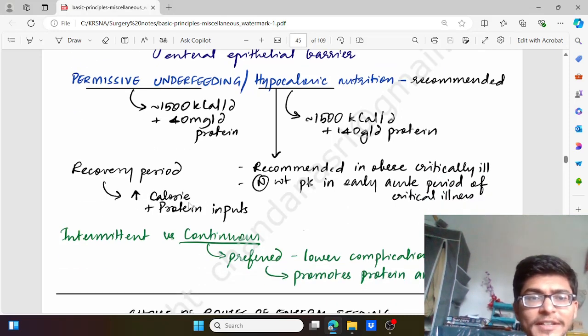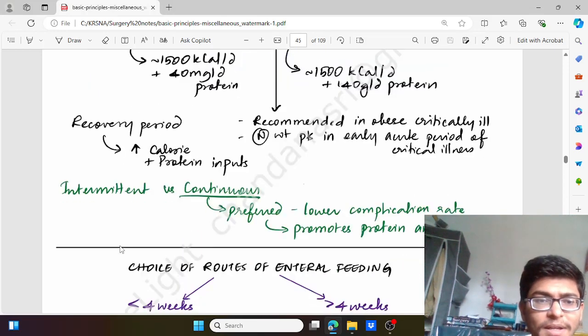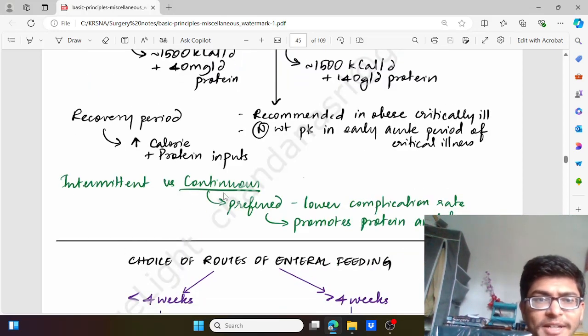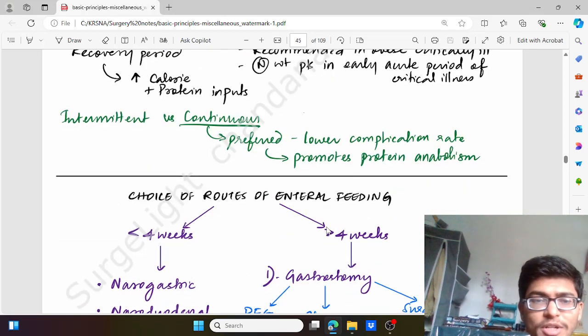In the recovery period we can increase the caloric and protein inputs. Among intermittent and continuous, continuous is preferred generally because it has low complication rate and it promotes protein anabolism.